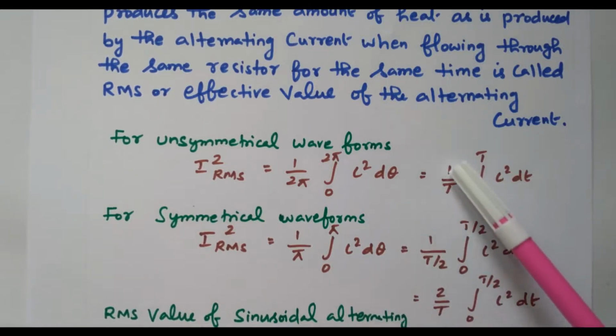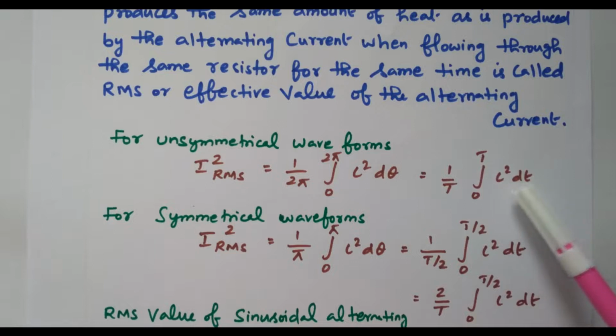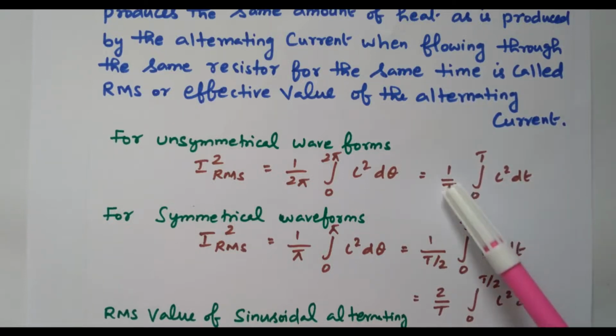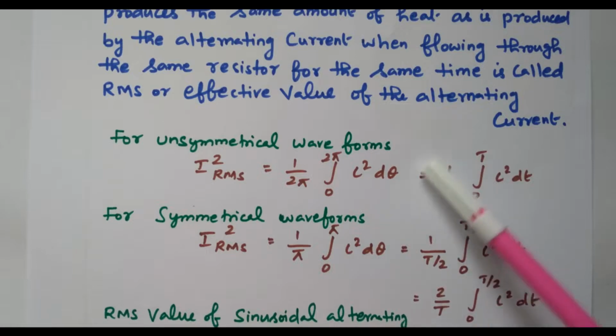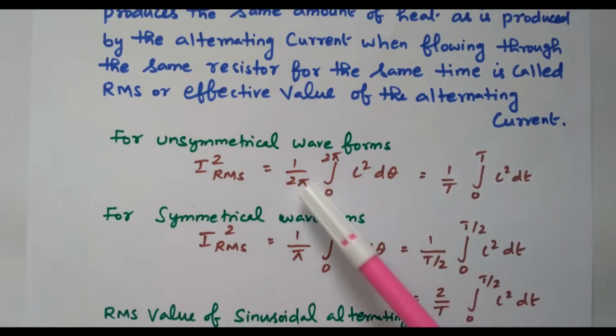So here what is that? 1 by T, 0 to T, I square dt. This is a general term. T is nothing but the time period. It may be 2 pi or pi, or T by 2 meaning half cycle. So this is a general formula. The T may be 2 pi or it may be pi.